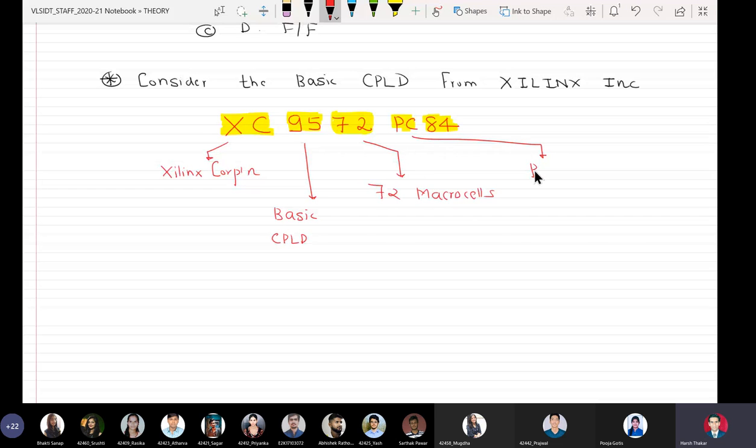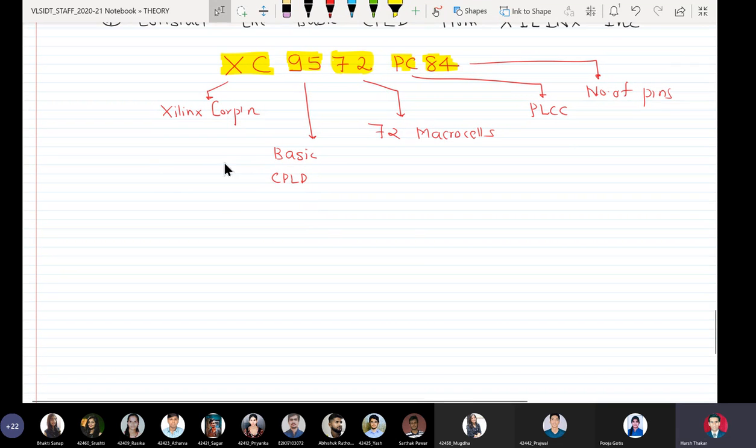This is the package, plastic leaded chip carrier, and this is the number of pins. Similarly, there is another device of the same family, XC95108. Then we have 256 and 512. So what these numbers indicate is that this device contains 108 macro cells, 256 macro cells, and 512 macro cells.